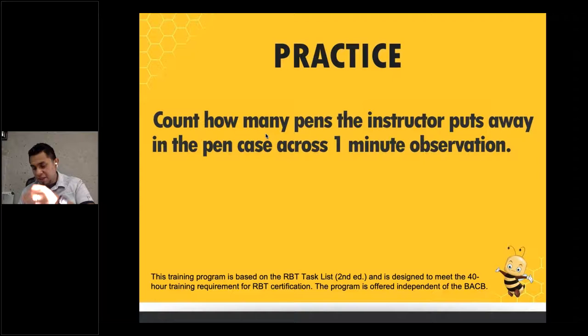So let me just mark first, let me get started. All right, so right now it has zero. It has zero markers, okay? So when I say go, you're going to count how many markers I put in here, okay? So I'm going to put the timer on now. Okay, we're going to get started in 5, 4, 3, 2, 1. Here we go.